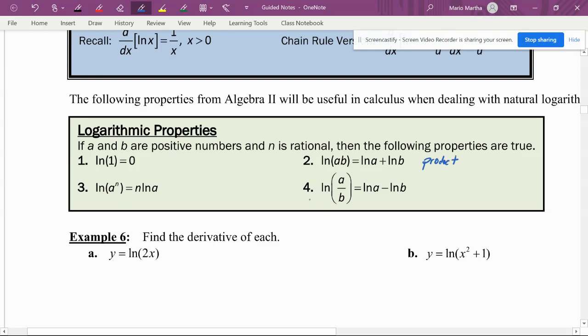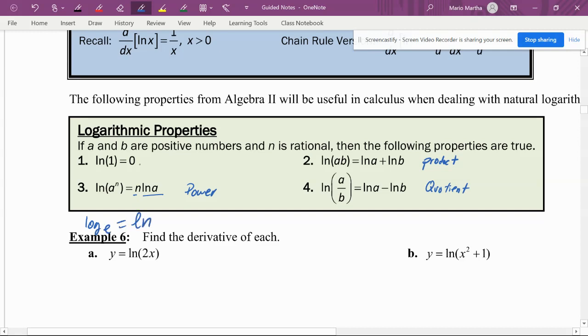And then number 3, the natural log of a raised to the n is equal to n times the natural log of a, right? That's the power rule. And then the natural log of a over b, that's the quotient rule, will be equal to the natural log of a minus the natural log of b. And remember the natural log is just log base e, right? That's what we call ln.